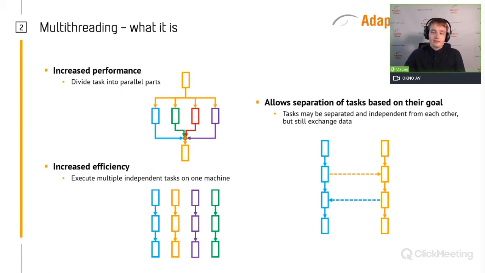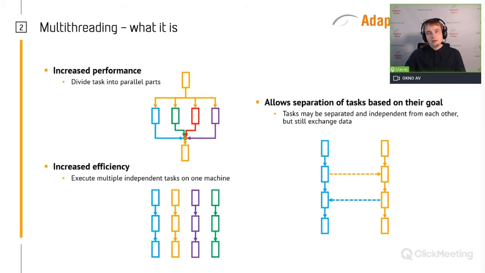The other reason to use multi-threaded applications is the ability to separate tasks based on their goal. For example, we may have an application that on one hand establishes communication with another device and communicates with it. On the other hand, it inspects items on the production line.